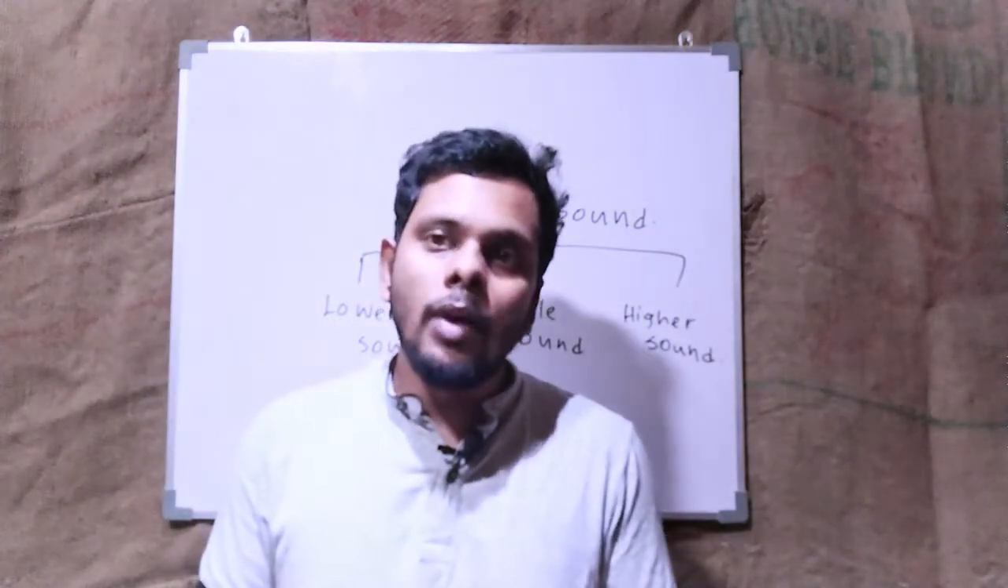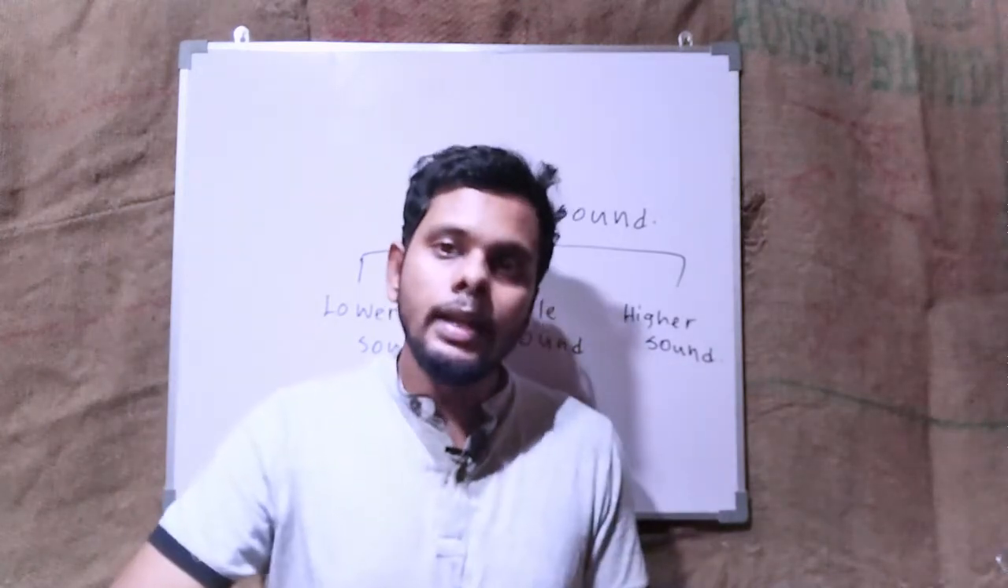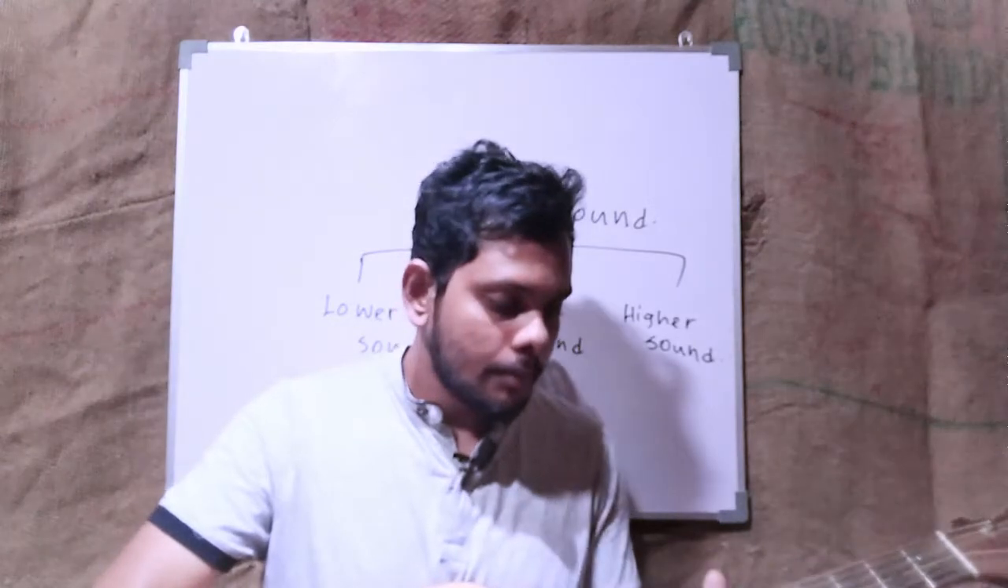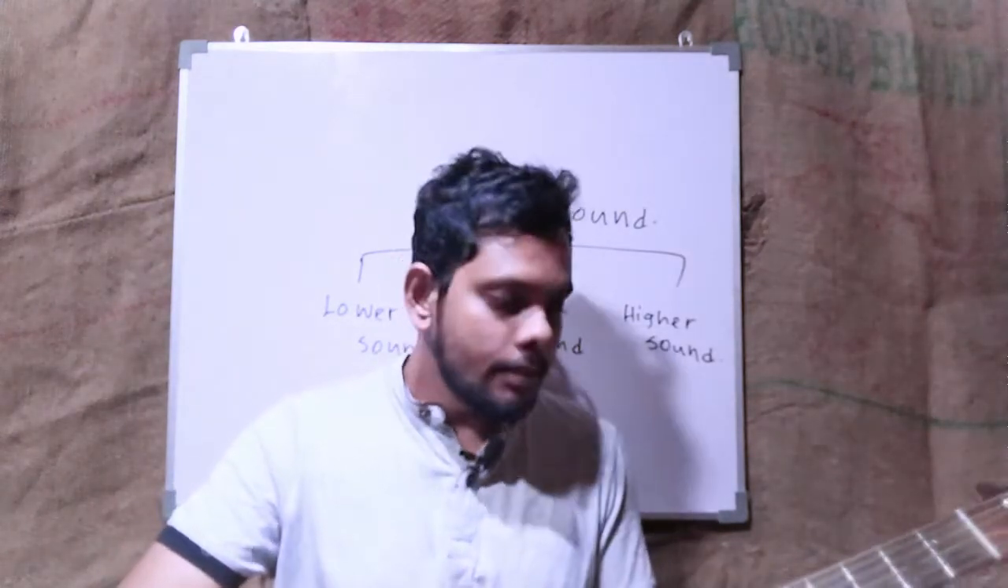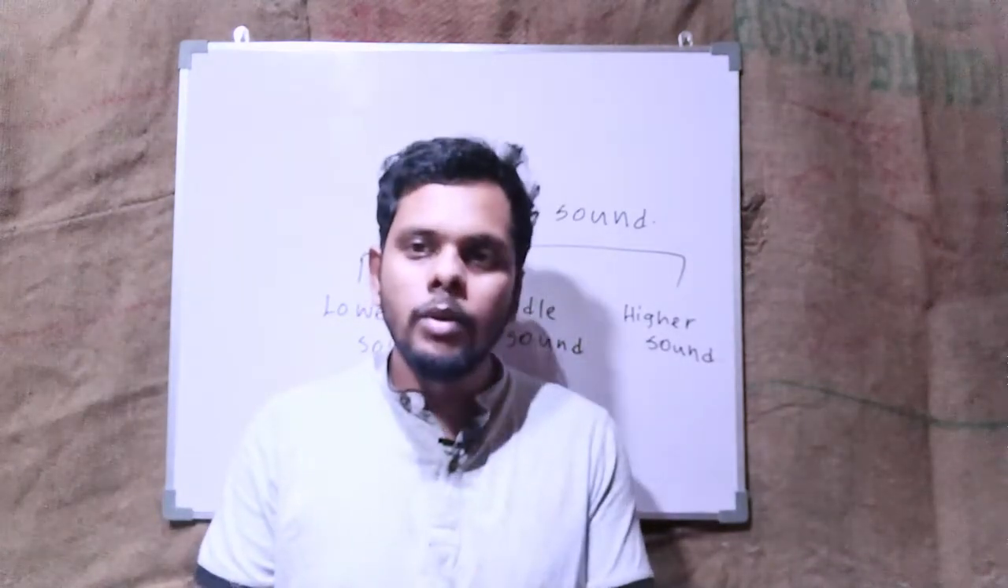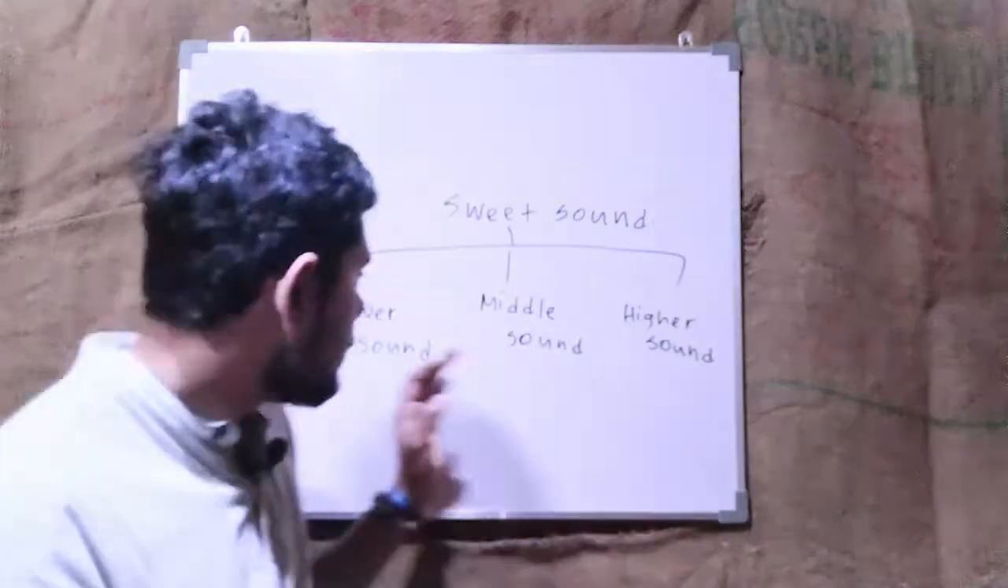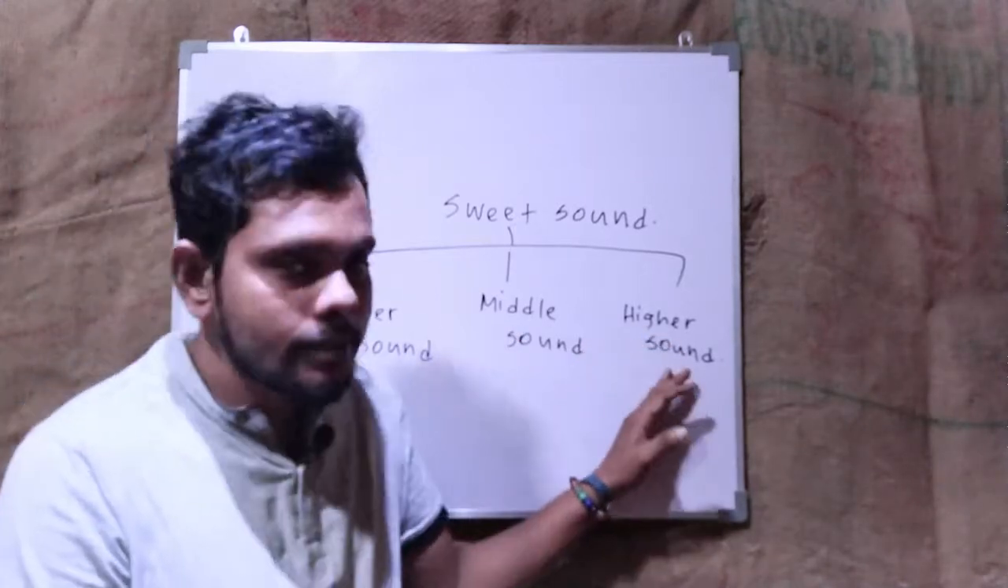Okay, now let's see what higher sound is. When we play a small string on the guitar, we hear a higher sound like this. Well, I hope you now have a good understanding of the main parts of sweet sound: lower sound, middle sound and higher sound.